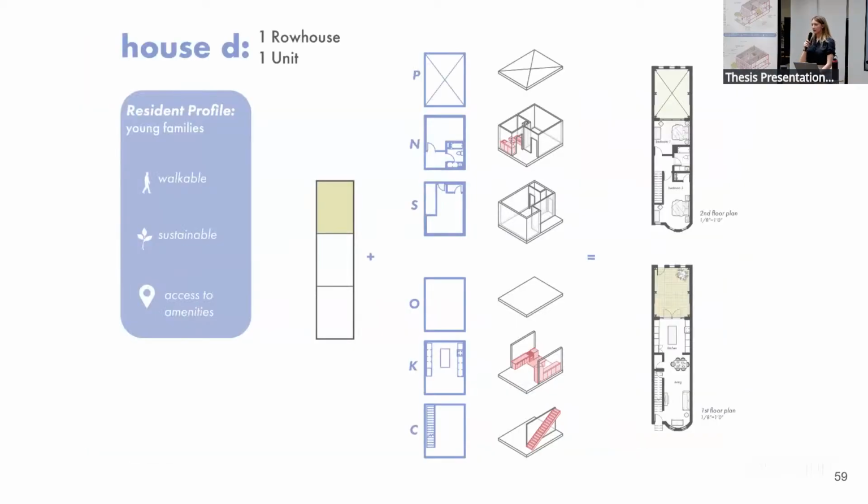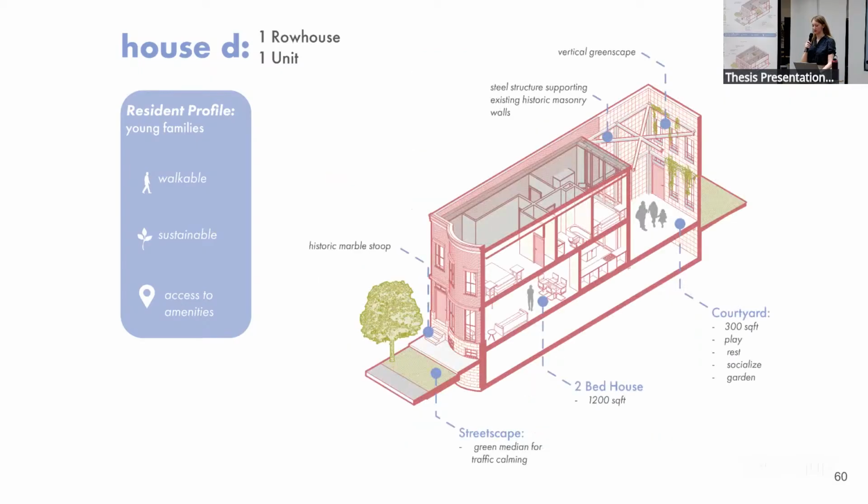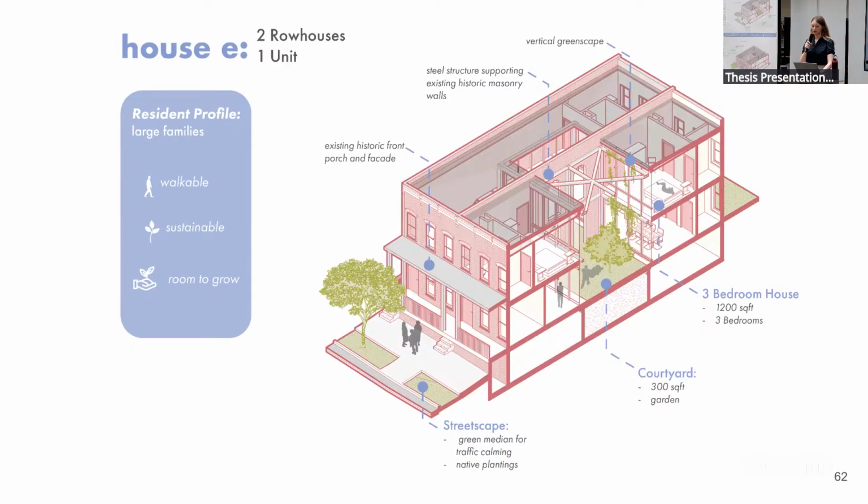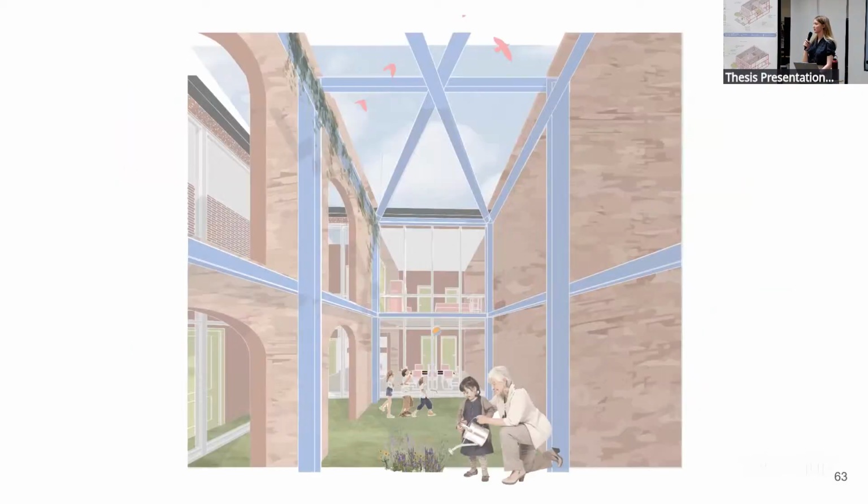Case study house D is 1 row house, which is 1 unit, making it ideal for young families. It has the kitchen on the first floor and 2 bedrooms above, as well as the enclosed rear courtyard, making it a safe space for children to play. Case study house E is 2 row houses combined into 1 unit with a central courtyard, again, ideal for families, especially large families here with room to grow. And the central courtyard provides a place for gardening, for children to play, and for a break from the city.